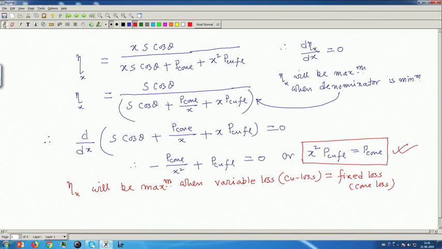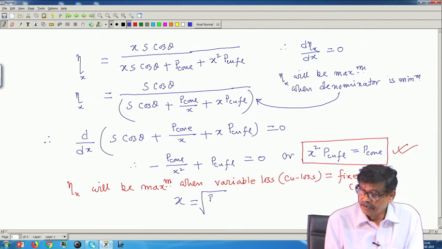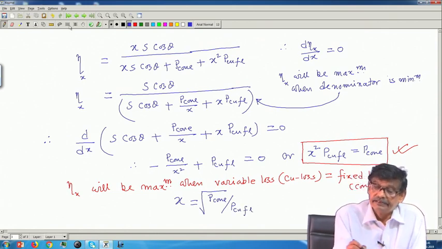Or I can say that x will be equal to root over P core by P copper loss full load. This is the thing.